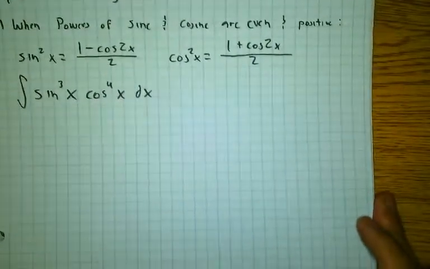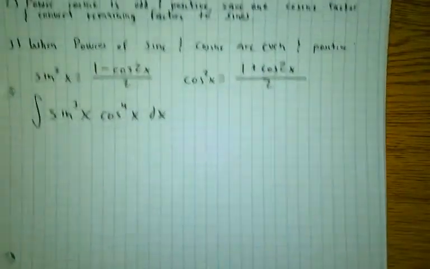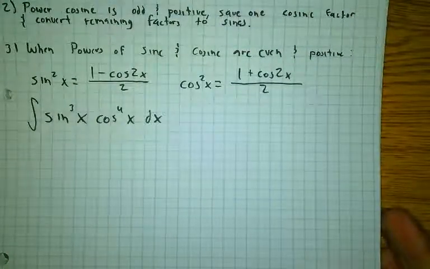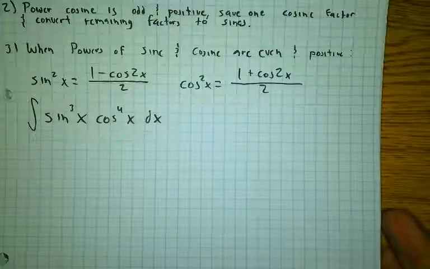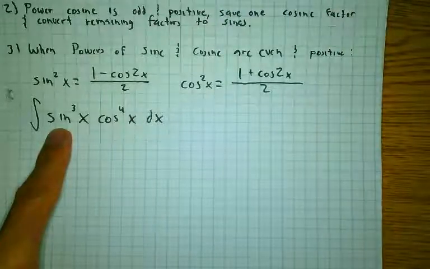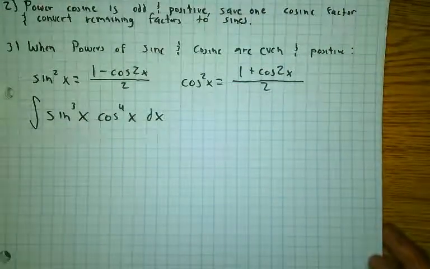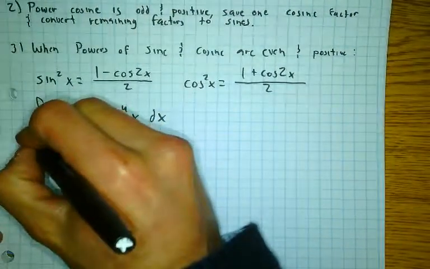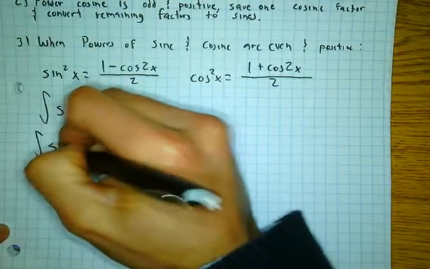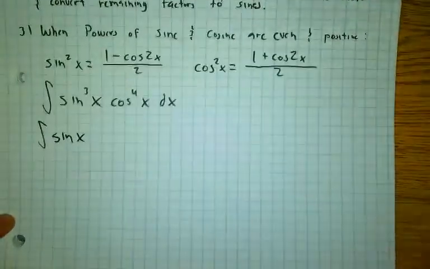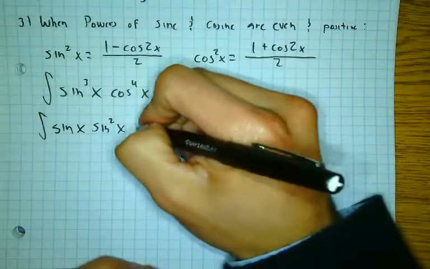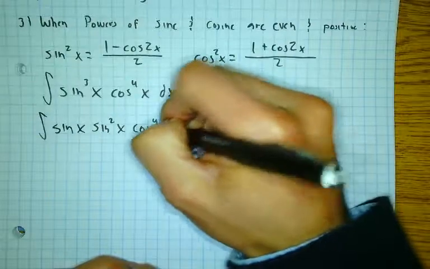That's the problem. Cool? You don't have this memorized yet, so you've got to look up at your rules and see which one would apply in this scenario. It says, if the power of sine is odd and positive, which we have going on here, the suggestion for how to solve this problem is to save one of your sine factors. So in other words, you've got to rewrite this. Instead of sine to the third power of x, you are going to say sine of x times sine squared of x, times cosine to the fourth power of x dx.